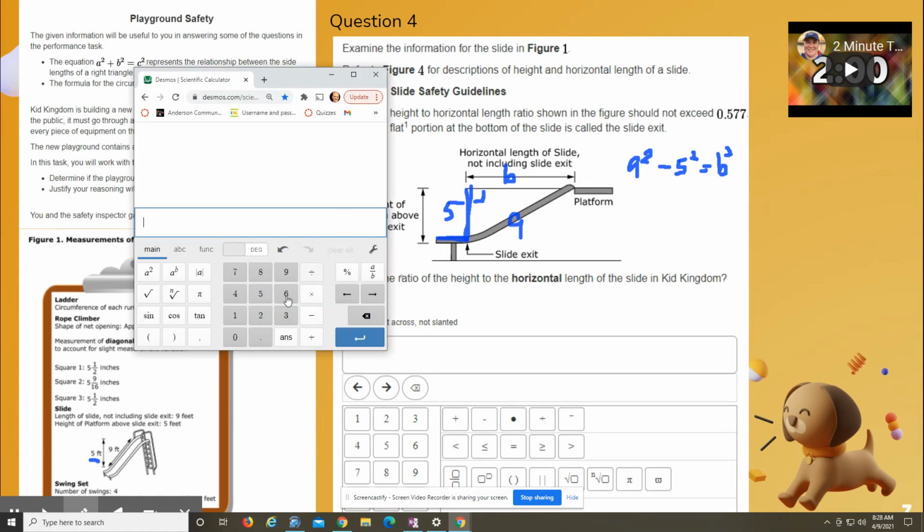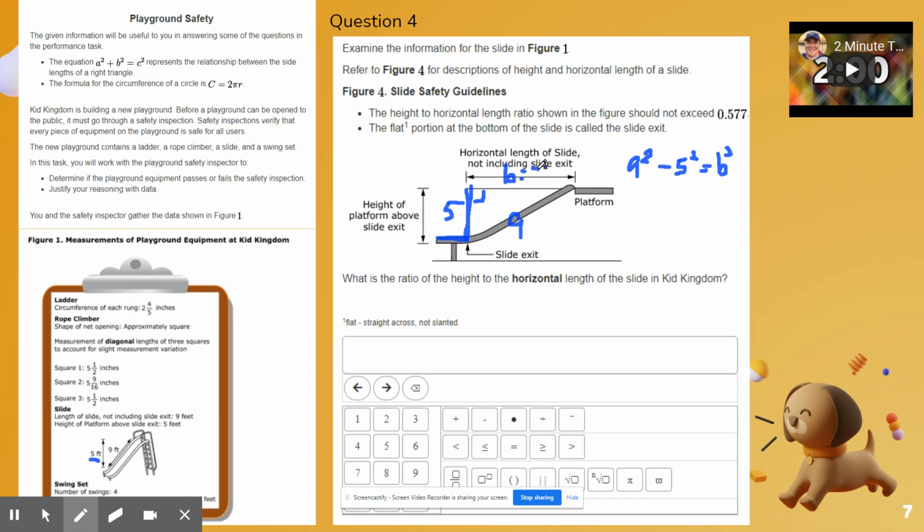So 9 squared minus 5 squared gives you 56. You're going to take the square root of 56, which is 7.4. So we're going to write that b is equal to 7.4.